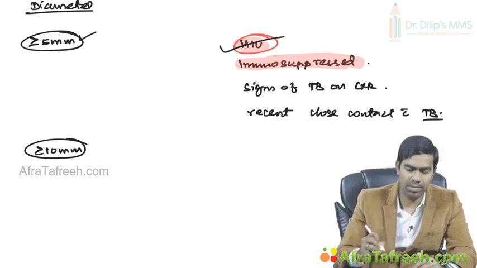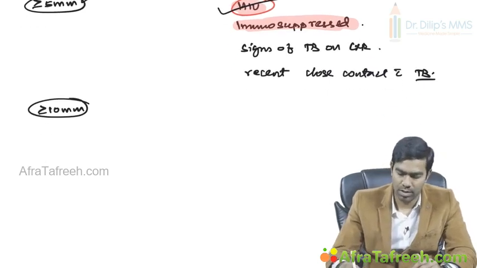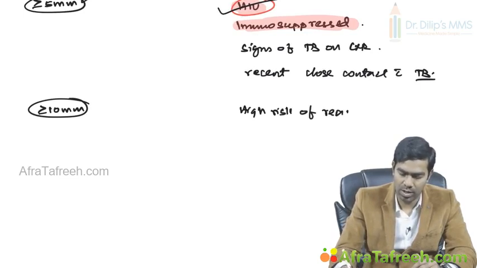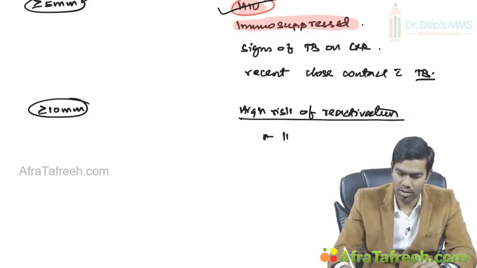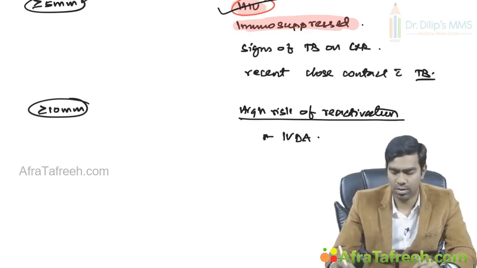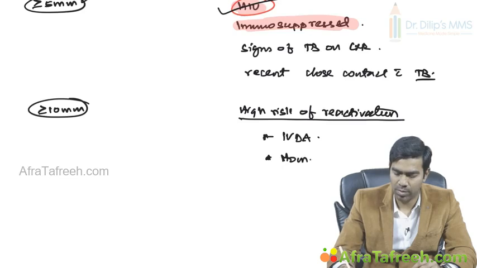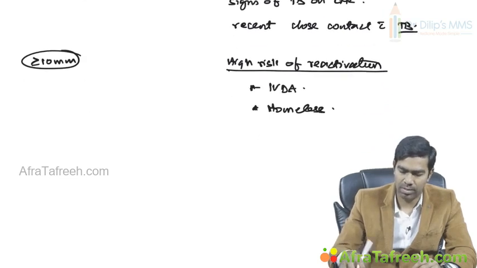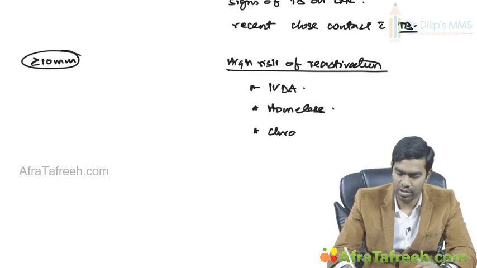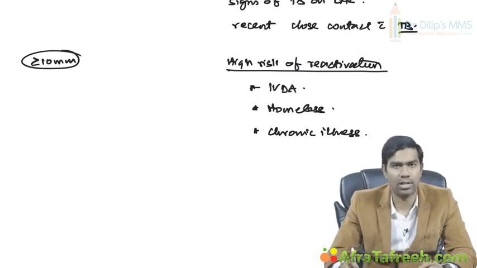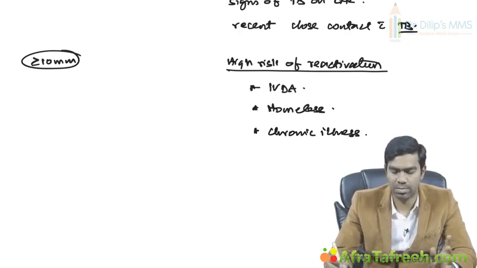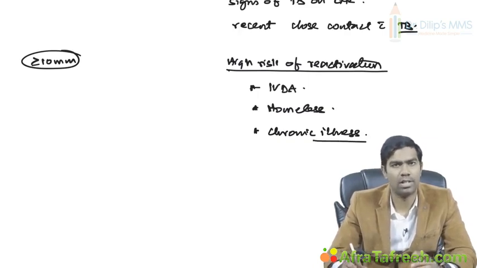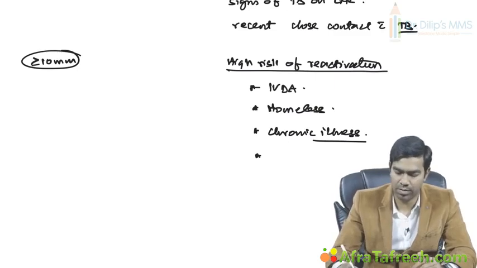Where you can take more than 10 millimeter as positive, in patients who are having high risk of reactivation. What are the patients who are going to have high risk of reactivation? Number one, if the patient is an intravenous drug abuser. Second, homeless patients. Third, if the patient is having any kind of chronic illness like diabetes, chronic kidney disease, chronic lung disease, CCF, congestive cardiac failure, these patients, any chronic illness, these patients also 10 millimeter itself can be taken as a positive test.